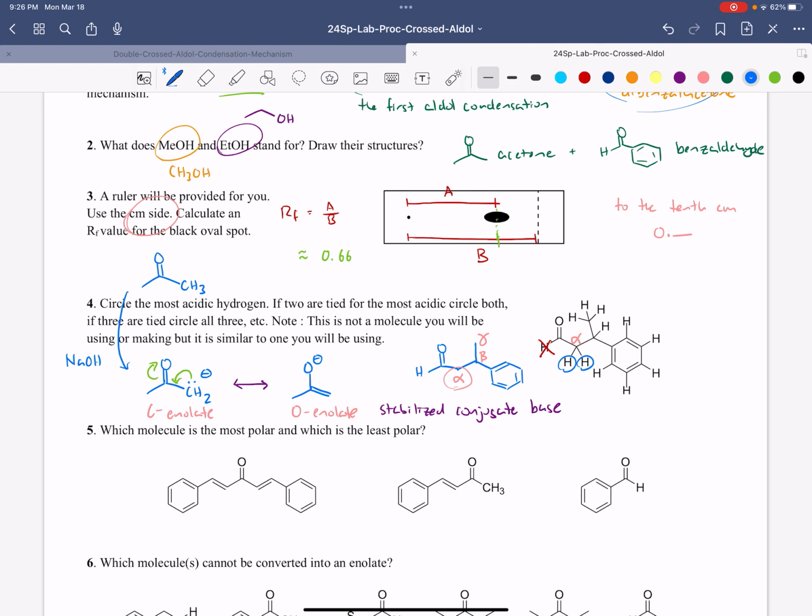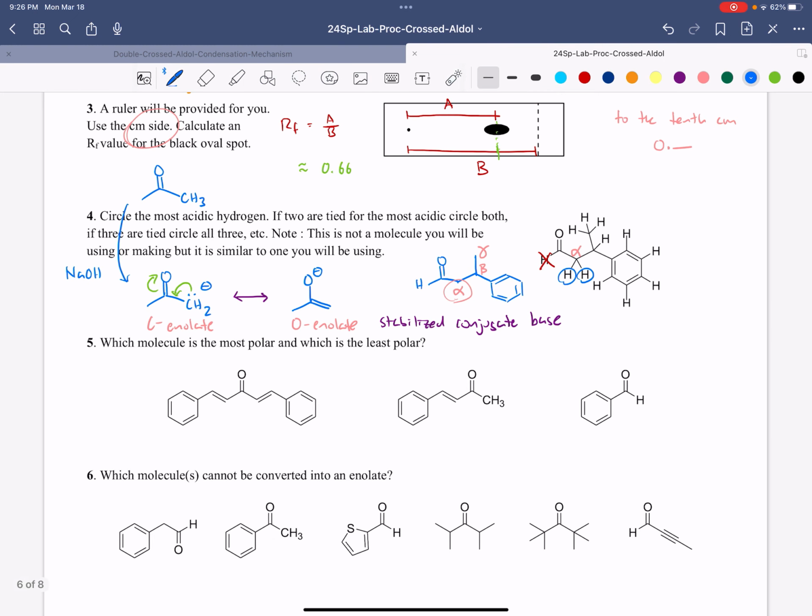Number 5. Which molecule is the most polar and which is the least polar? We notice that all 3 of them have 1 oxygen. Okay, and we know that that oxygen has a partial negative, which renders the carbon next to it partial positive. So they all have the same type of dipole. It's just that this molecule all the way on the left has a lot of nonpolar CC bonds and CH bonds.